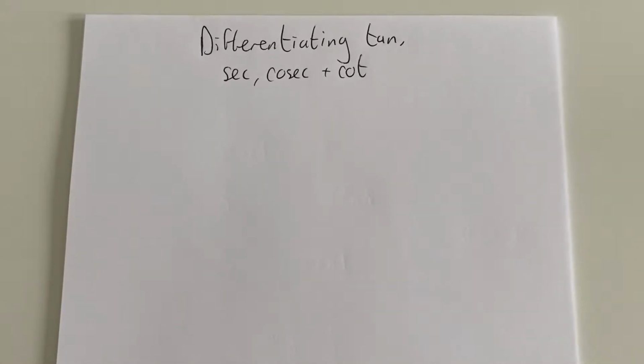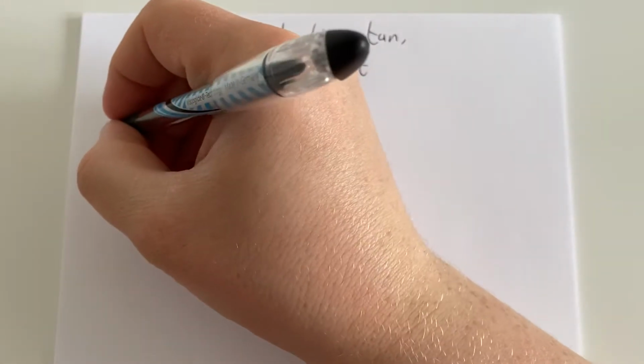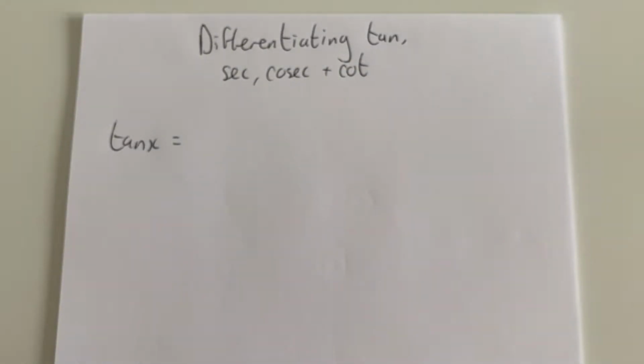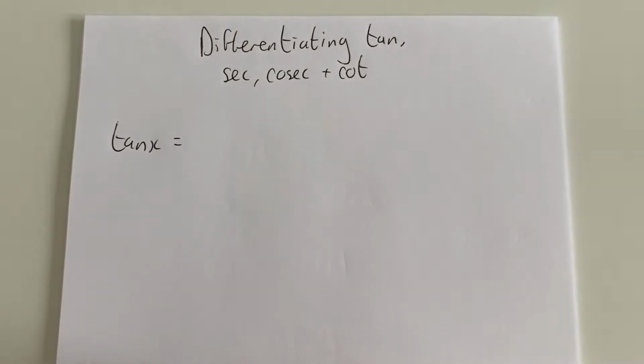So after introducing tan, sec, cosec and cot, the next step is learning how to differentiate them. Now, you actually know everything you need to know to be able to do that so far, to the point where I actually got you to do that secretly as one of your questions the other day. So I'll point that out when we come to it.